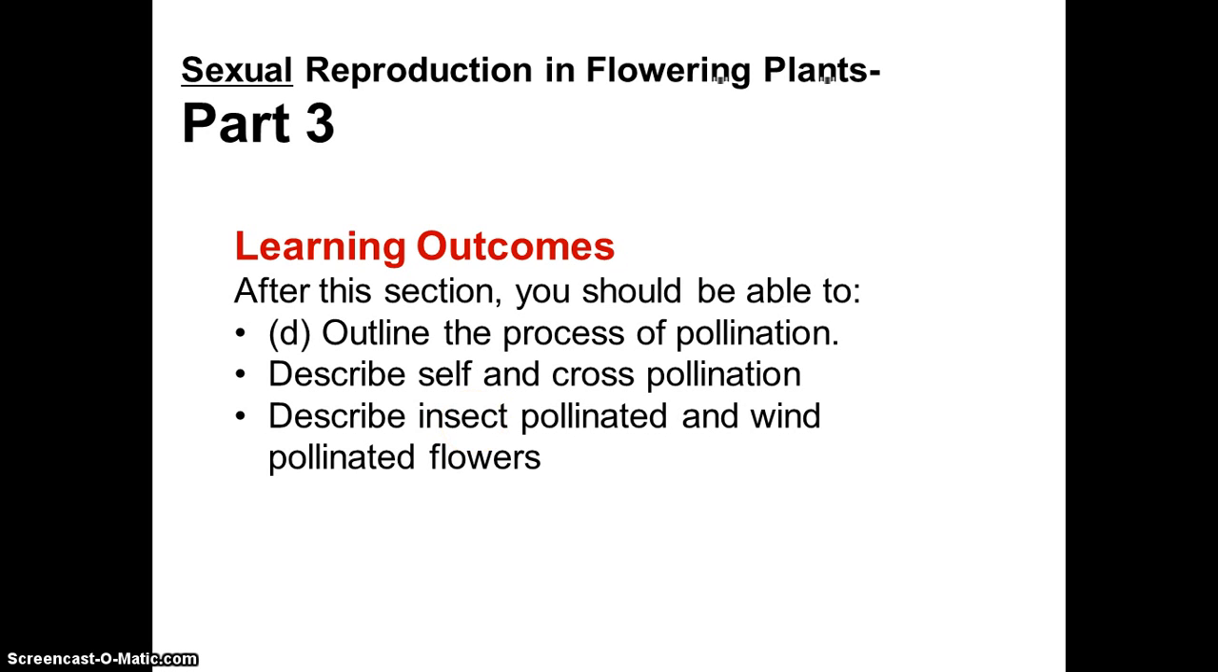Sexual reproduction in flowering plants, Part 3. After this section, you should be able to outline the process of pollination, including how to describe self and cross-pollination, and how to describe insect-pollinated and wind-pollinated flowers.